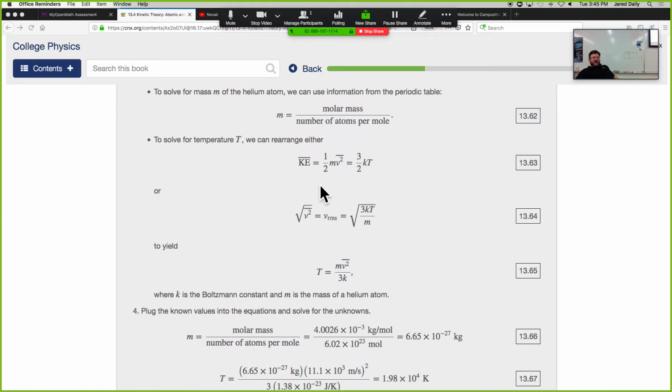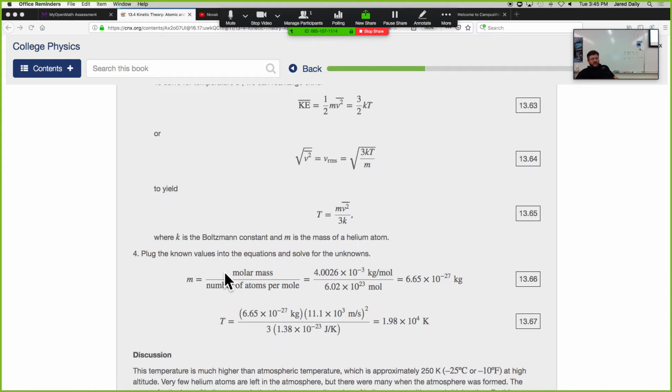Anyway, we have 2 equations for the kinetic energy of a particle. We have 1 equation that solves these 2 for velocity, but what we're trying to do is get temperature. So the temperature we can get from this, mv squared over 3k, by solving this equation for temperature. And that's useful. So we get the mass of the helium, and then we put in the constants.